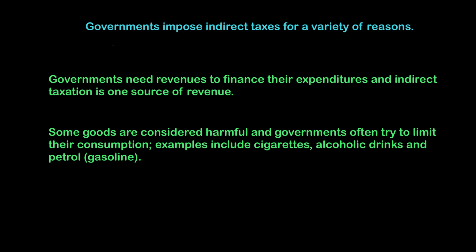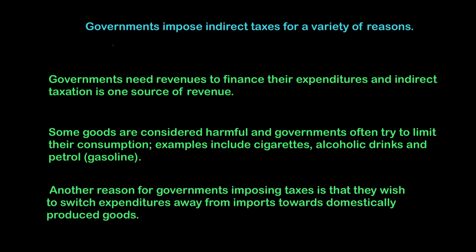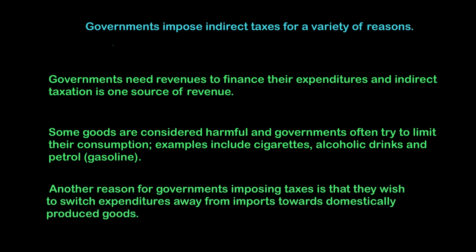Lastly, government may also want to put indirect taxes whenever they wish to switch expenditure away from imports and towards domestically produced goods. Domestically produced goods sometimes may be losing out to imported goods, or they might be relatively more expensive. So the government can make imported goods expensive by putting tariffs, and that is an indirect tax which results in people not buying foreign goods but buying domestic goods.